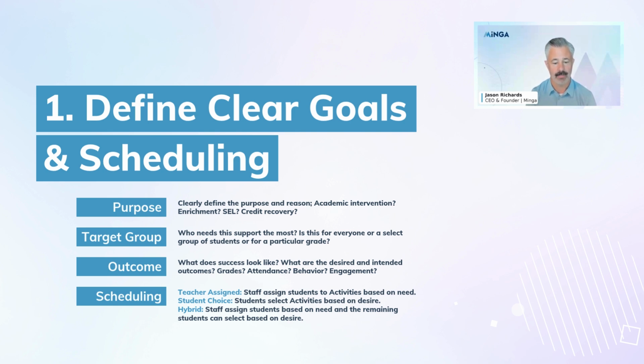And then lastly, there's the hybrid method, where usually administration or staff will assign students based on student needs. That could be academic or behavior interventions. Those students are going to get assigned. Let's say somewhere between 10 and 25% of your students are assigned by teachers and administration to particular activities. The remaining 75 to 90% of the students have freedom of choice. Hybrid is probably what we see as the most common, but you might slowly inch into that.